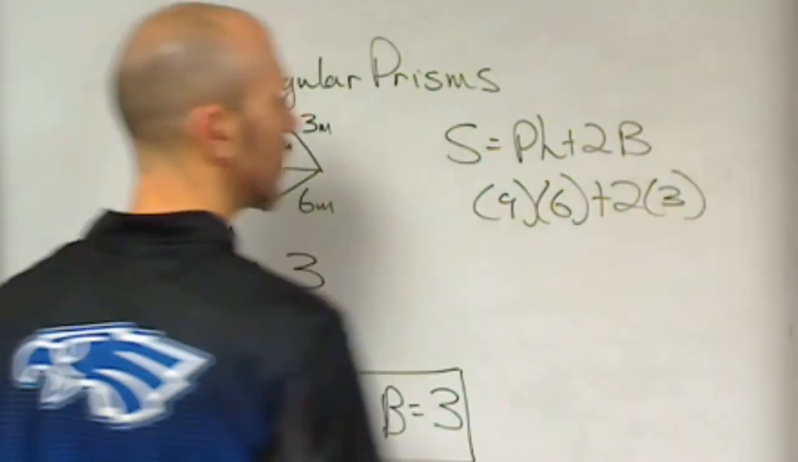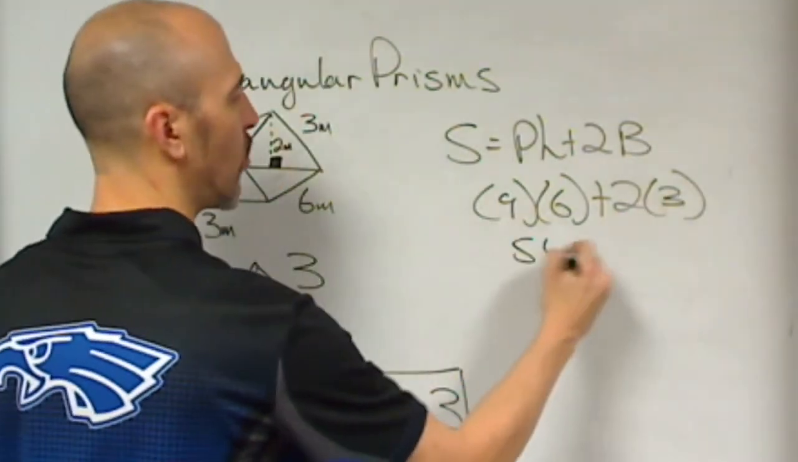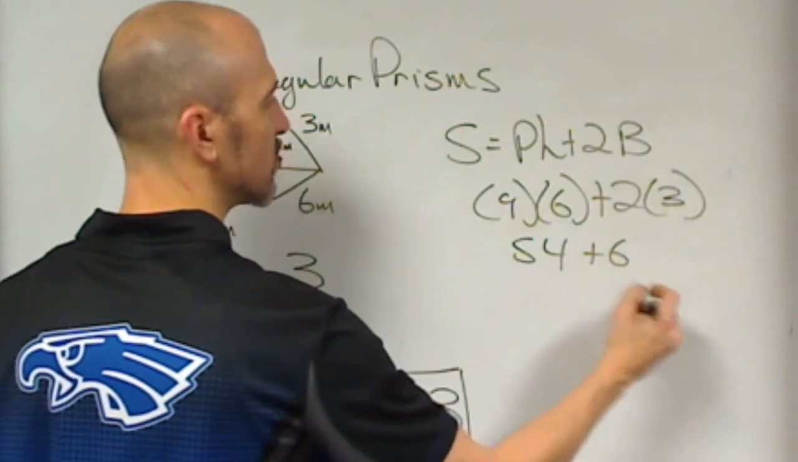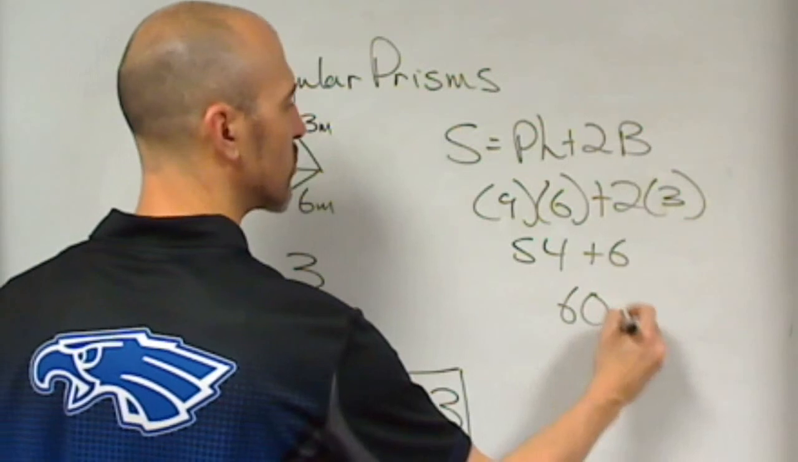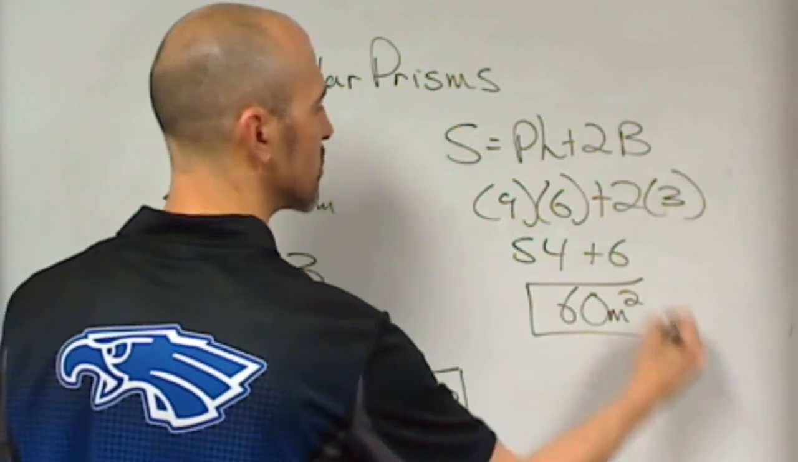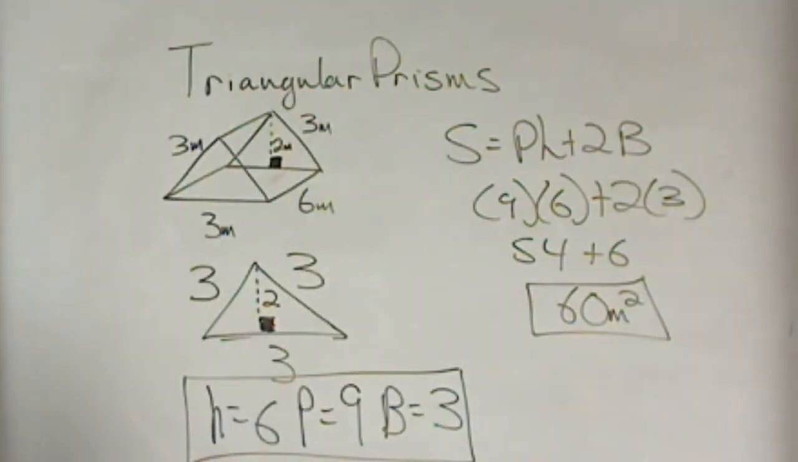So we plug everything in. 9 times 6 is 54. 2 times 3 is 6. So when you add the 2 together, you'll get 60. And that would be meters squared. Again, surface area is a 2-dimensional measurement. So what would you guys do?